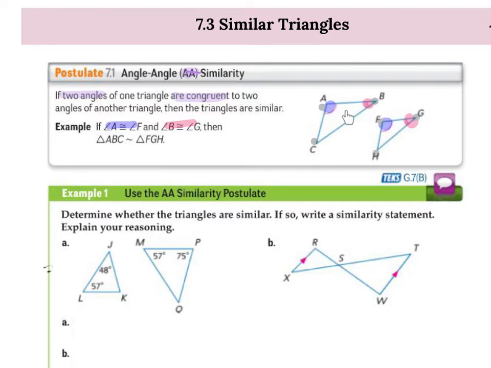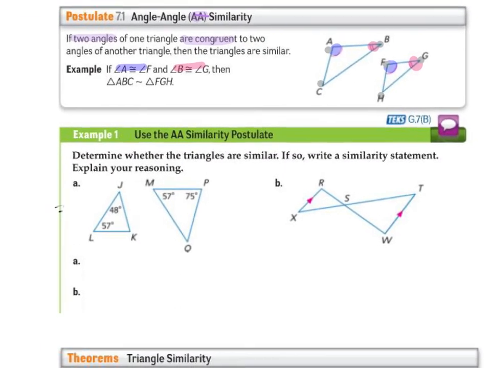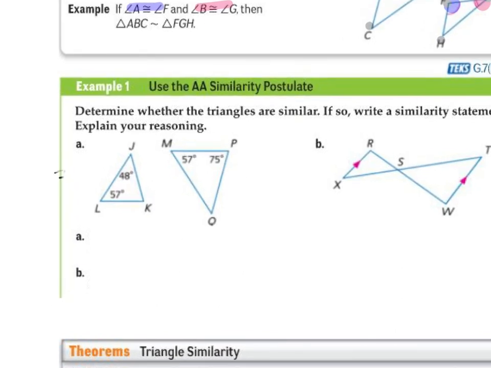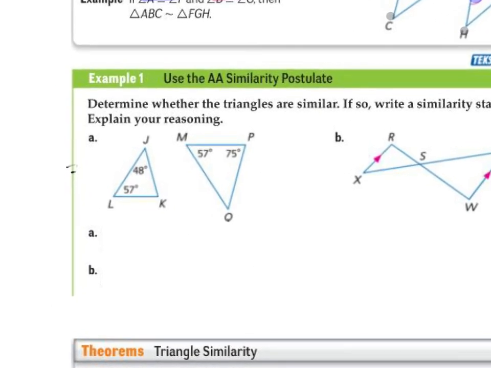You might notice that ABC looks a little bit bigger than FGH, which is okay. We don't want them to be the exact same because with angle-angle similarity, it's okay if they're different sizes. We want to focus on the angle measurements. So let's look at an example of angle-angle similarity. For our first example, we have JKL and triangle MPQ.